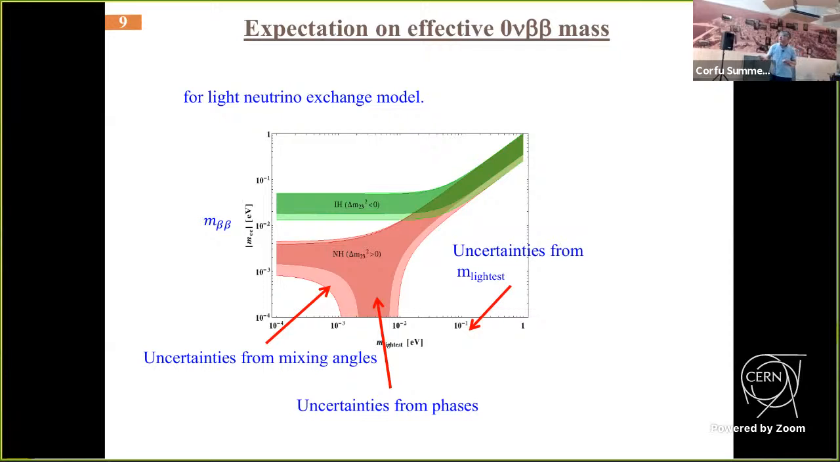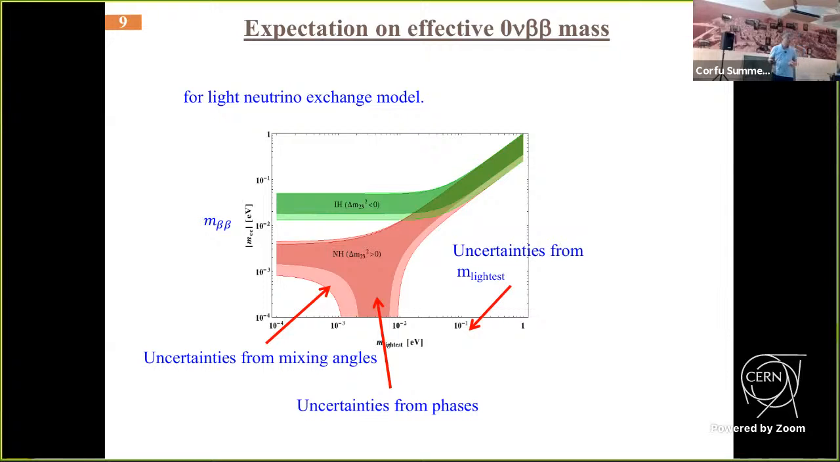The effective neutrino mass is a function of the lightest neutrino mass, but we still don't know the mixing angle precisely. So there is an uncertain mixing angle. Also, we don't know any Majorana phases. Those are just free parameters. Then we can have the effective neutrino mass as a function of the lightest neutrino mass.